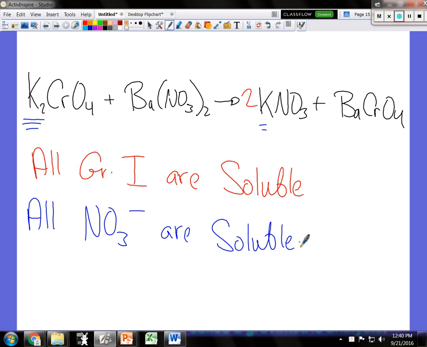Let's look at our reactants first. K2CrO4. If I took that solid and dropped it into water, what's it going to do and why? Why is it going to dissolve? You alluded to all group 1s are soluble. Potassiums are group 1. So what state would we identify potassium chromate as being in? Aqueous. Would everyone agree with that? Does that make sense why? Okay, let's go to our next one.